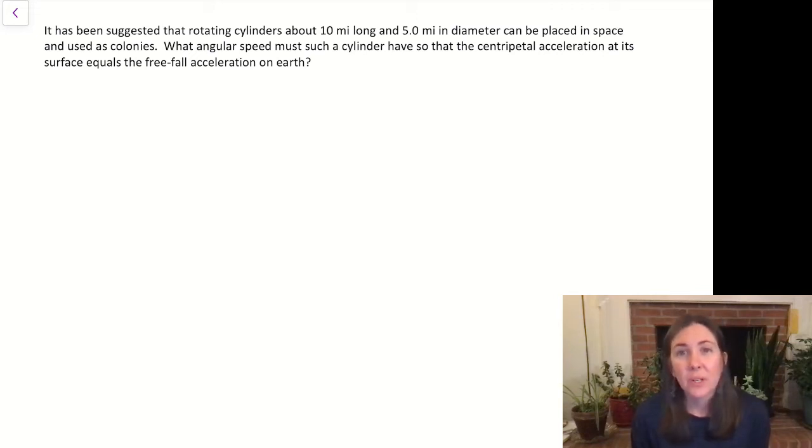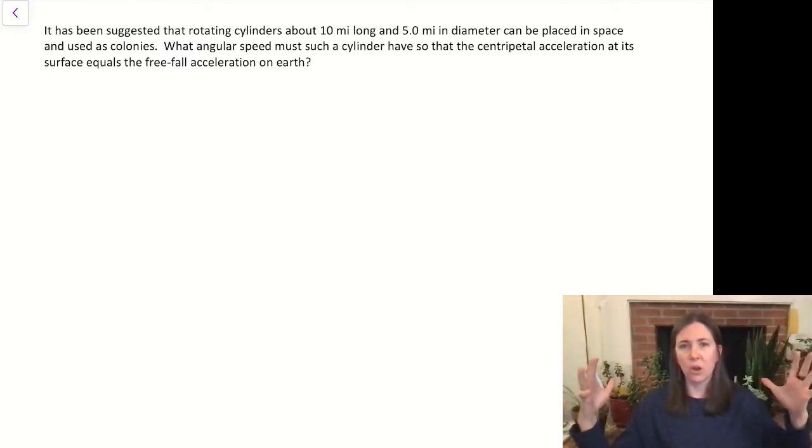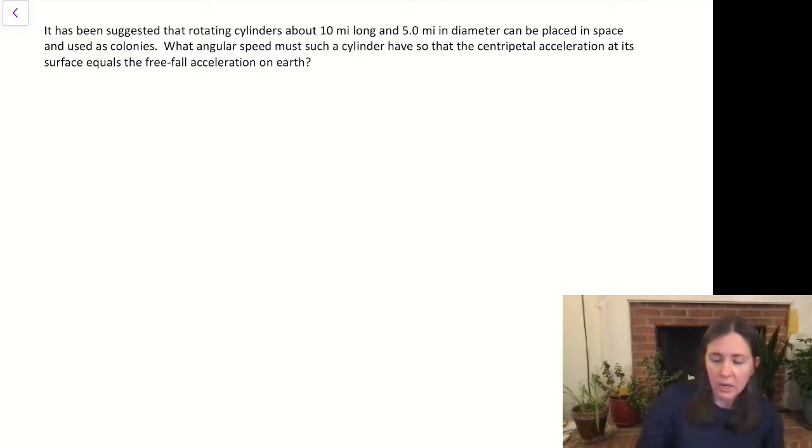For this video, I wanted to go over one or two examples of centripetal acceleration and centripetal forces. So this problem, I love space. So we have a rotating cylinder in space that's like 10 miles long and 5 miles in diameter.